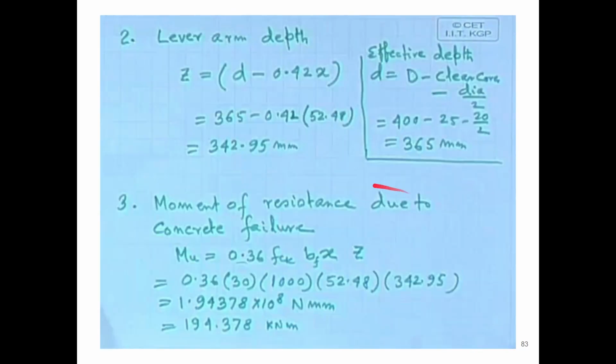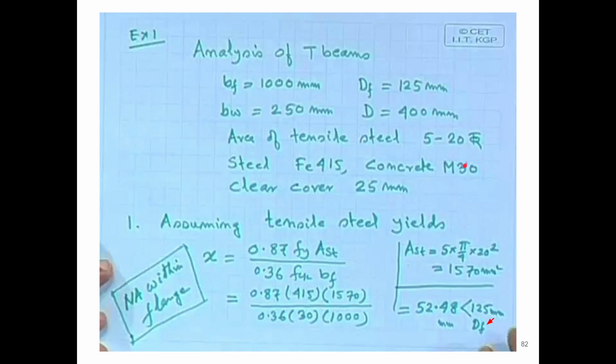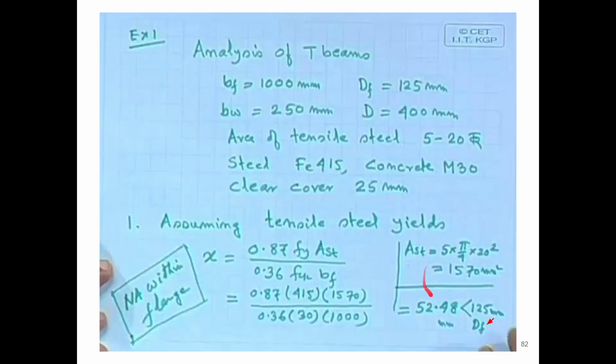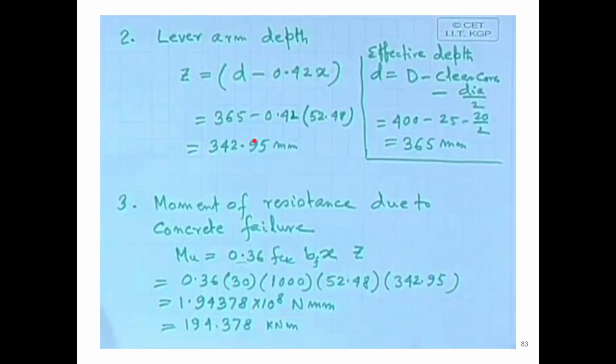D is 365. Okay, 400 minus 25 minus 20 by 2, right? Yeah, 365 mm. So 365 minus 0.42 into 52.48, right? So it is 342.95 mm.